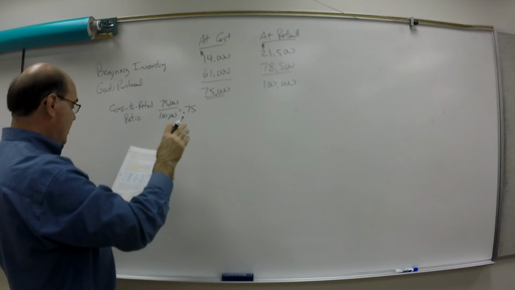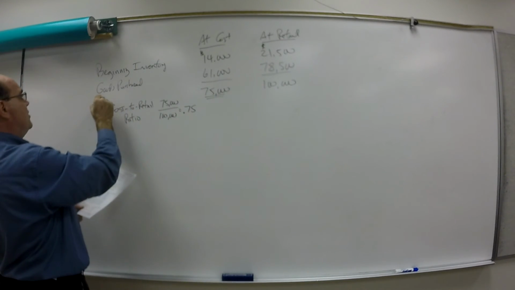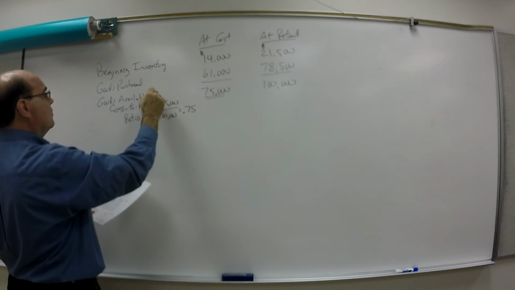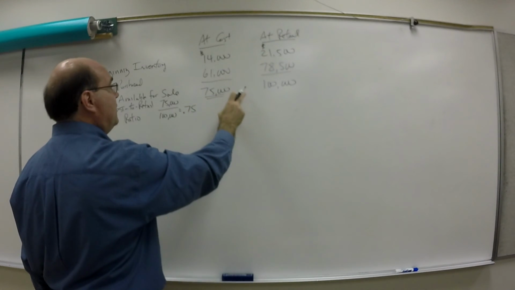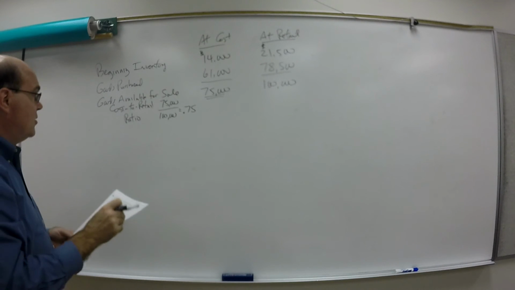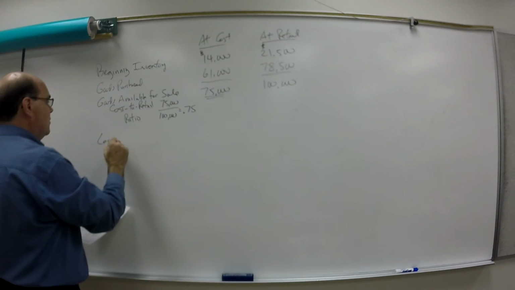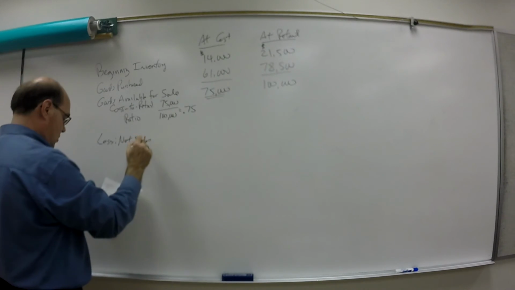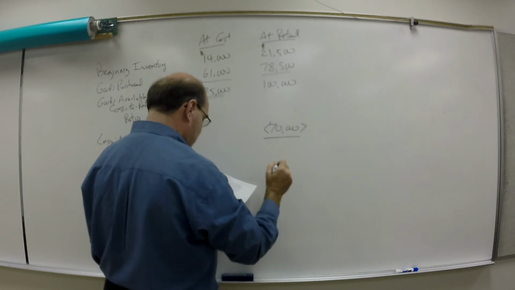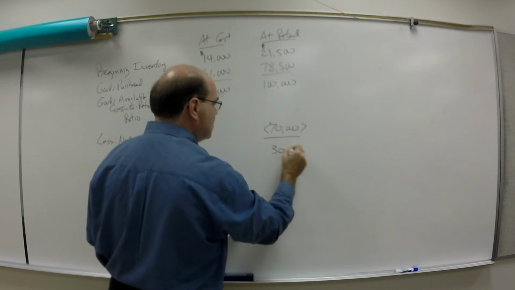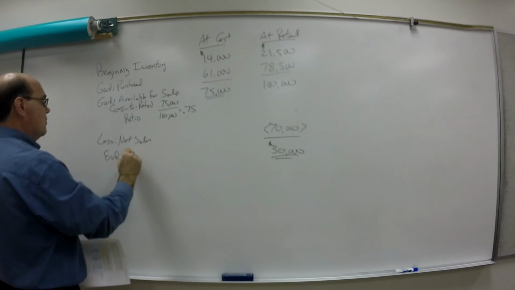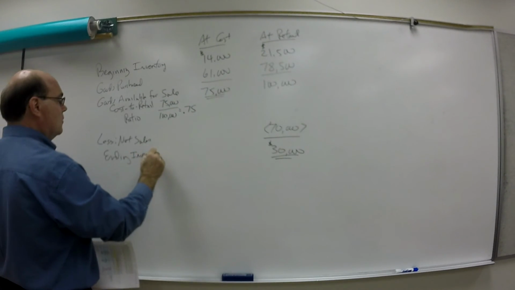Now, this is what we had. I guess this would have been goods available. So this is our goods available at cost, goods available for sale at retail. We didn't have all those at the end though because we sold some stuff, right? So we're going to subtract our net sales, which was 70,000. So that must have been that our ending inventory at retail was how much? The difference, 30,000. So that's our ending inventory at retail.